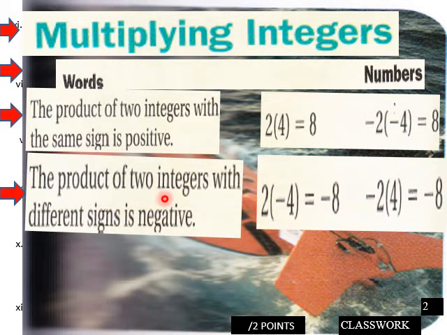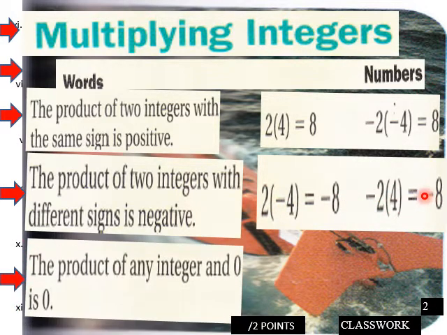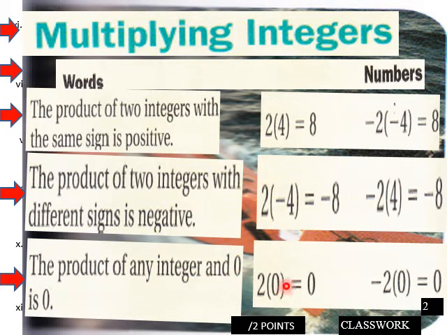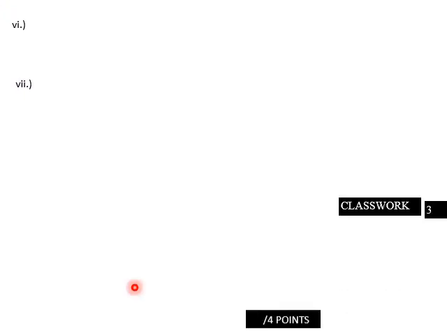And then the product of two integers with different signs is negative. So 2 times a negative 4 would be negative 8, and then negative 2 times positive 4 would be negative 8. And then the product of any integer and 0 is 0. So the zero product rule here is 2 times 0 is 0, and negative 2 times 0 as well.